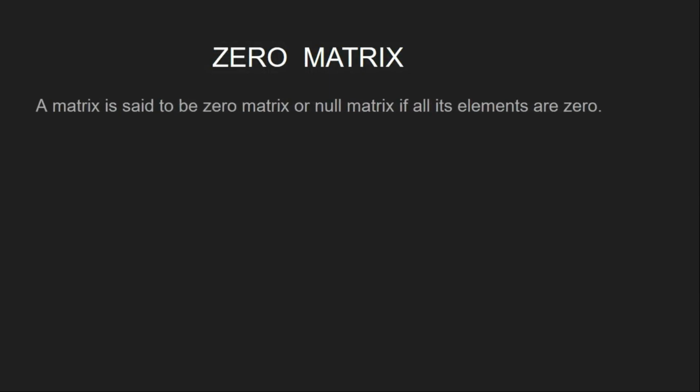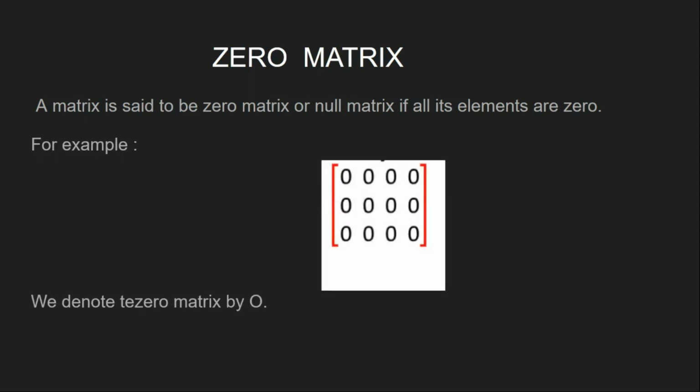Now here we have the last type of matrix, called the zero matrix. A very simple matrix. A matrix is said to be a zero matrix, or null matrix also, if all its elements are 0. For example, we denote the zero matrix by O. So all the elements are 0, so you can say it's a zero matrix.